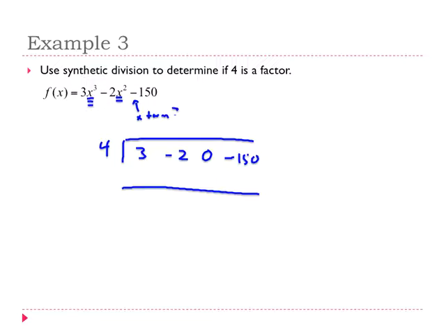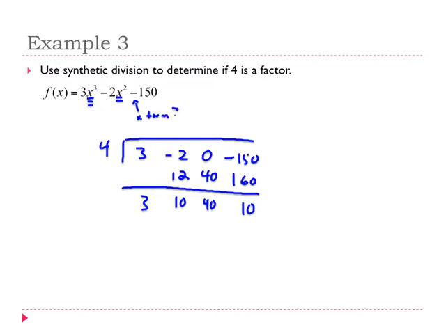Here we go. Are you ready? We bring down the 3. We multiply by 4. We get 12. We simply add. 12 minus 2 is 10. We multiply again. This is 40. 0 plus 40 is 40. 4 times 40 is 160. And 160 minus 150 is 10. So we get a remainder of 10.